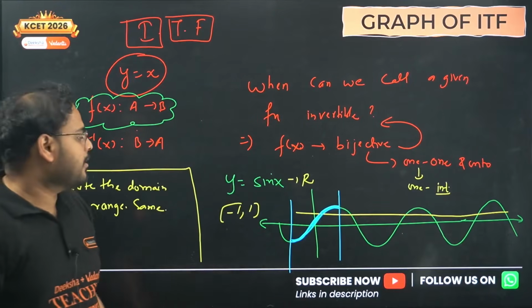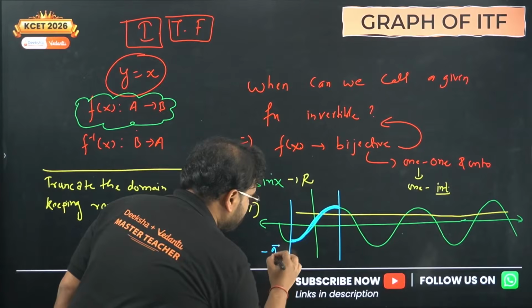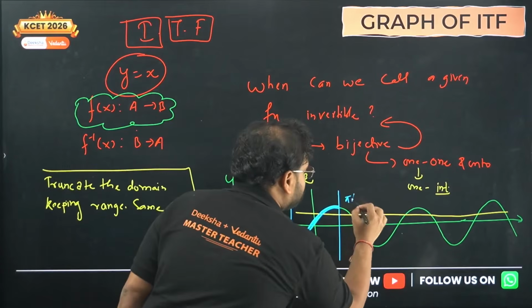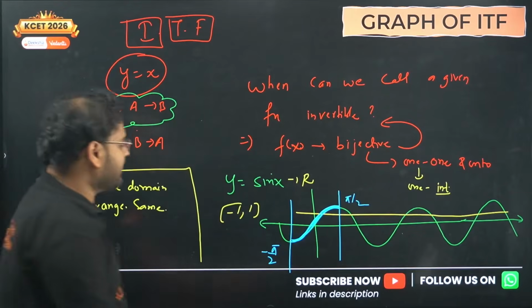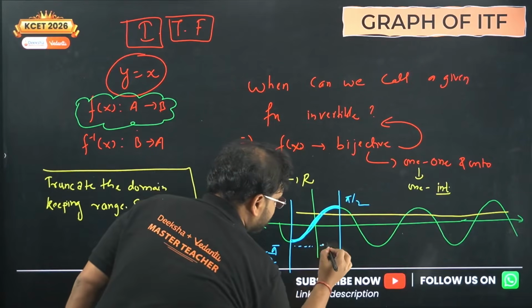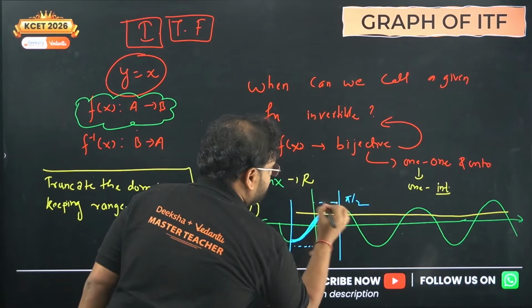Check, what is the domain? Domain is -π/2 to π/2. What about the range? Sir, -1 to 1. This value right here is -1, and this value right here is 1.